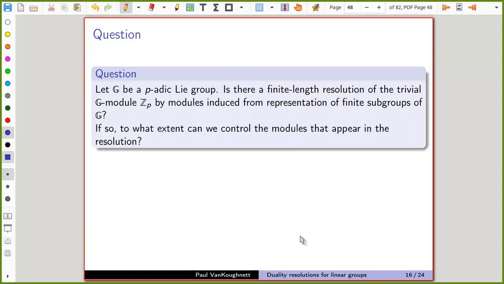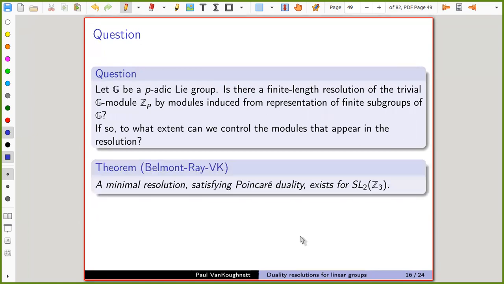And if so, can we say anything about what the terms in the resolution are? So for example, do we know which finite subgroups we need to use? Can we control the sizes of the representations that we need, and so on?